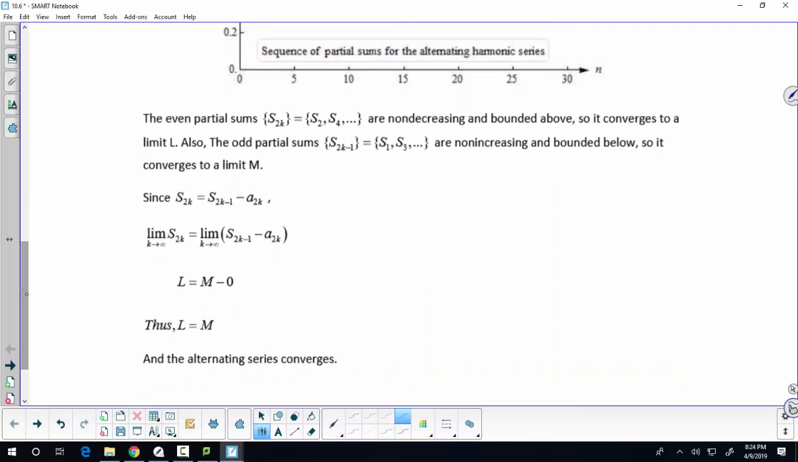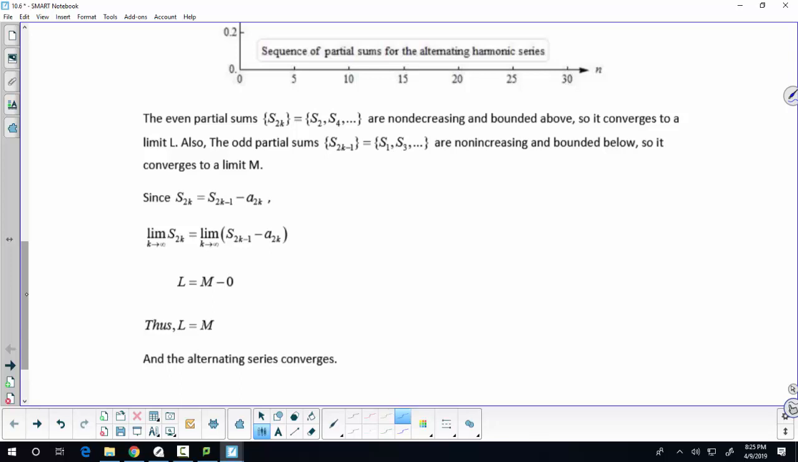So the even partial sums versus the odd partial sums: both sequences are monotonic and bounded. So as individual sequences of partial sums, they converge. Really then, we have to show that they both converge to the same value in order to show that the alternating harmonic series converges.